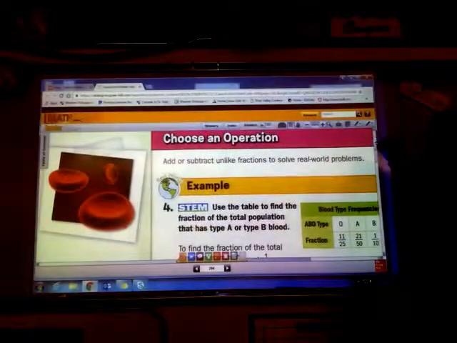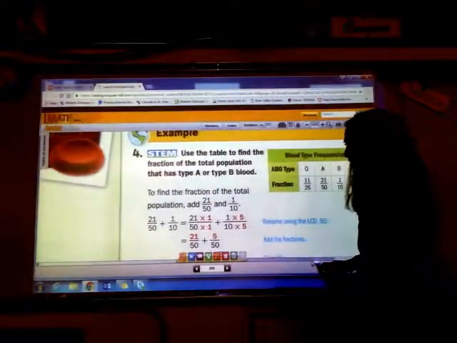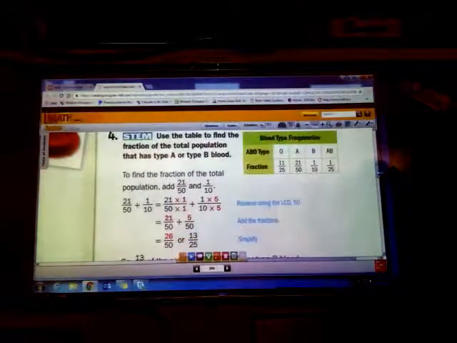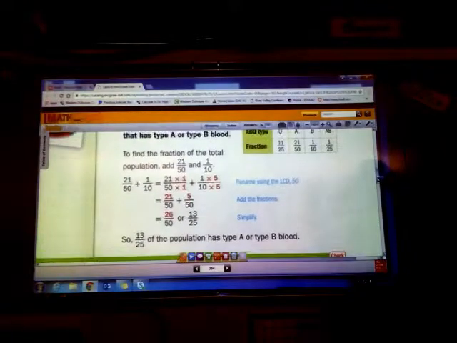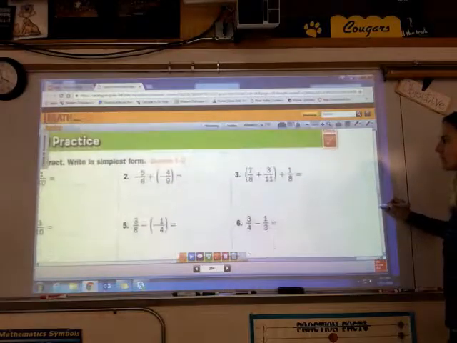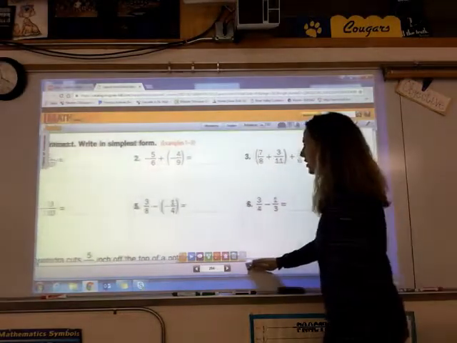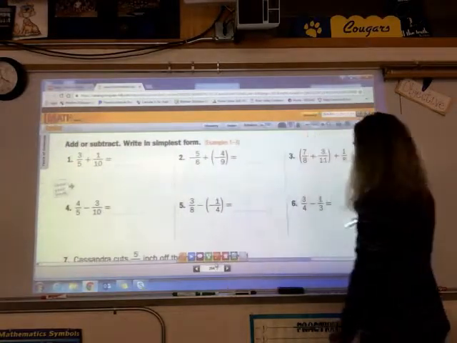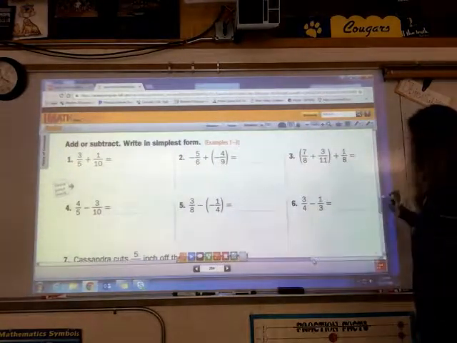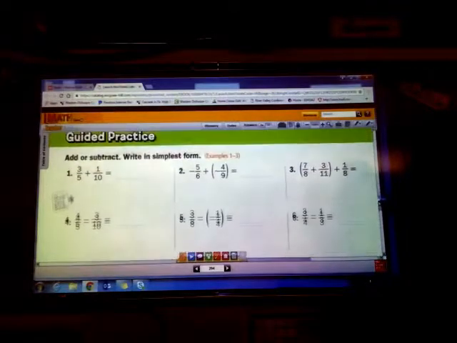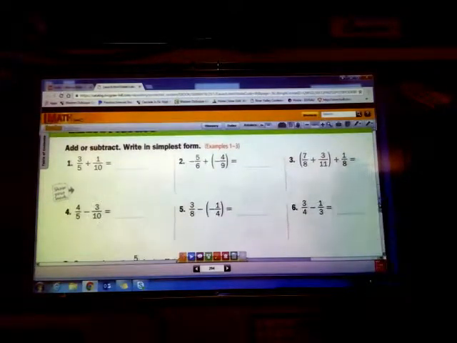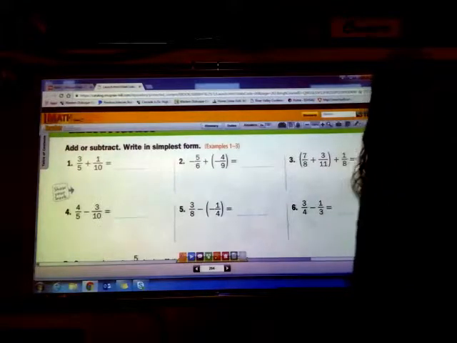Top of 294, again, they're giving you another story problem situation that you can go ahead and read through. Again, determining if you're going to be adding or subtracting, so you can take some time and read through that. Okay. Before you get started on your practice problems, I would like you to go ahead and complete your guided practice on page 294. You can go ahead and do questions 1 through 7. Pause the video to do those.